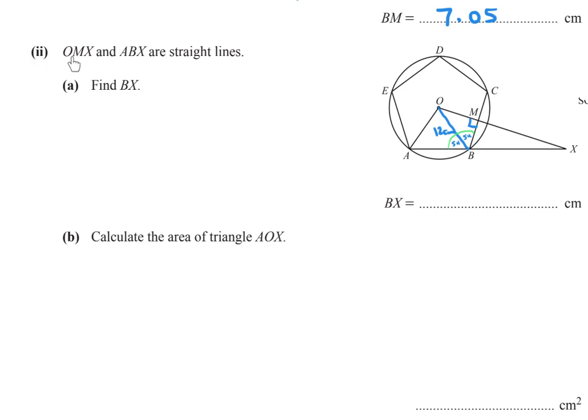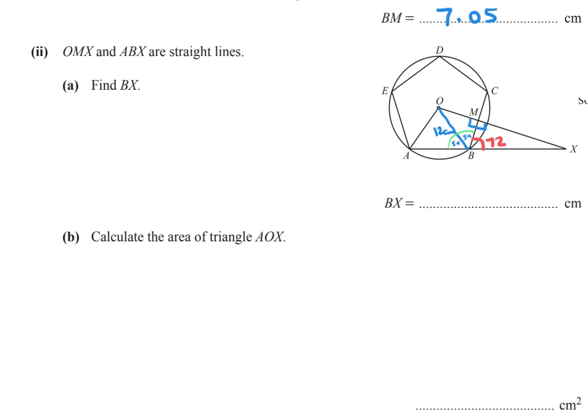Part ii: OMX and ABX are straight lines. Find BX. We can find BX from this triangle BMX, this right angle triangle, because this angle is 90. And we can find this angle because this is a straight line, so 180 minus 108, so this angle is 72.